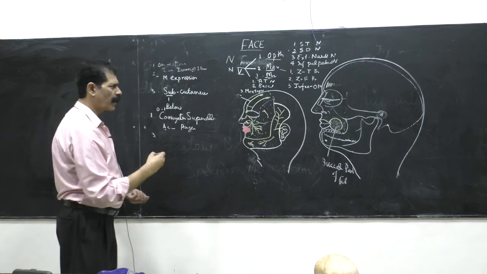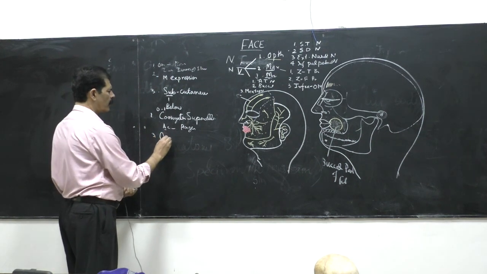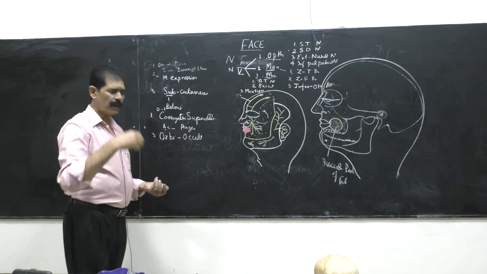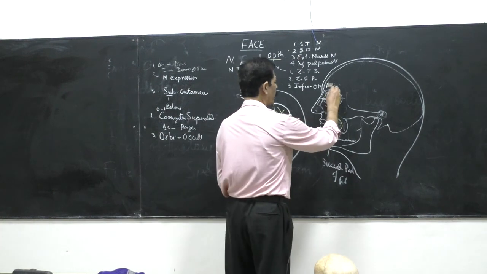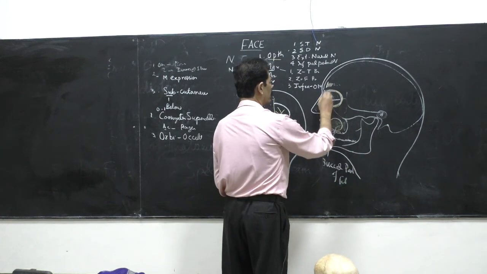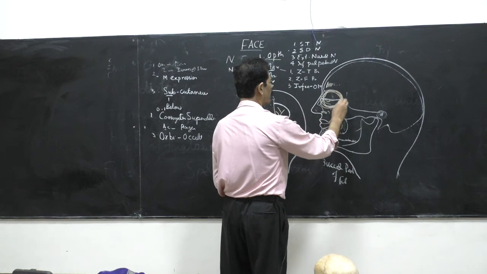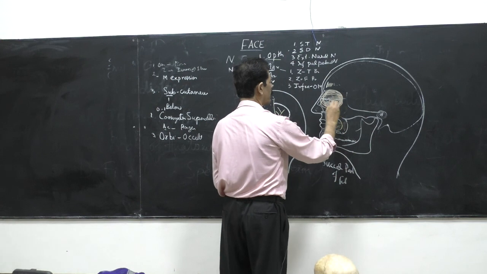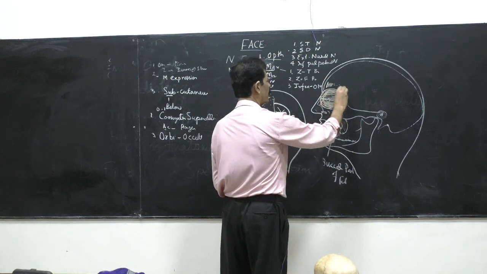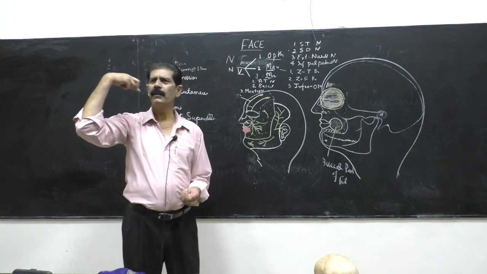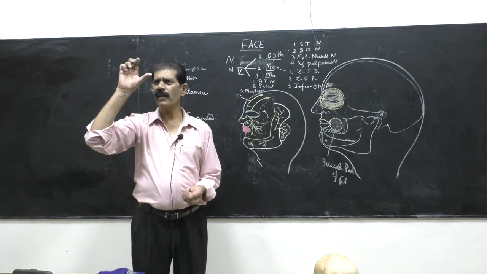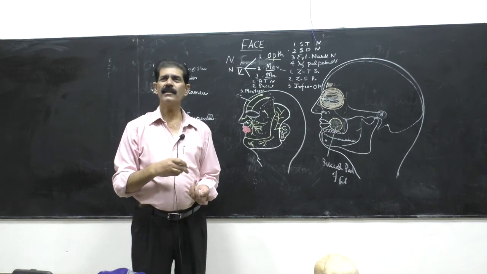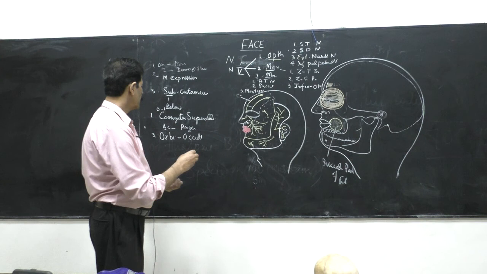The third muscle, around the eye, is the orbicularis oculi. It is a circular muscle around the eye, taking origin from the bone of the eye. Where is it inserted? On the skin around the upper eyelid and lower eyelid. Palpebral part, superior and inferior. It is a circular muscle. What is the action when it contracts? It brings about closure of the eye. So the action is closure of the eyeball.